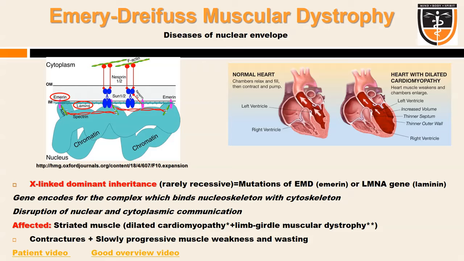The heart will be much enlarged. It will not be able to contract well. And they will develop limb-girdle muscular dystrophy. That's characteristic: these individuals have weakness that will start from the end of their extremities, arms and legs, and will start moving toward the center. And that is known as limb-girdle muscular dystrophy. They will develop contractures, and they will develop slowly progressive muscle weakness and wasting. A few interesting videos that you can click on later if you want to look at this disease a little bit more.